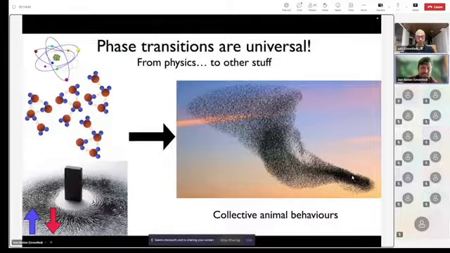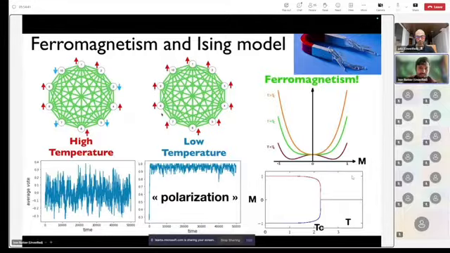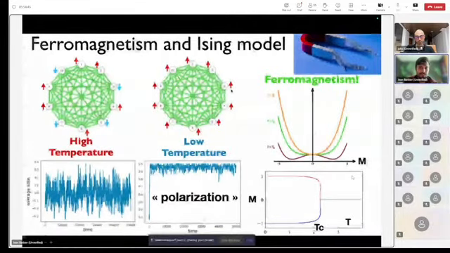So no, I was just saying that in the voters model, these arrows, the spins in the Ising model, of course, are the voters, and they feel the average trend. They try to do the same as all the other arrows. So this is the link with ferromagnetism.